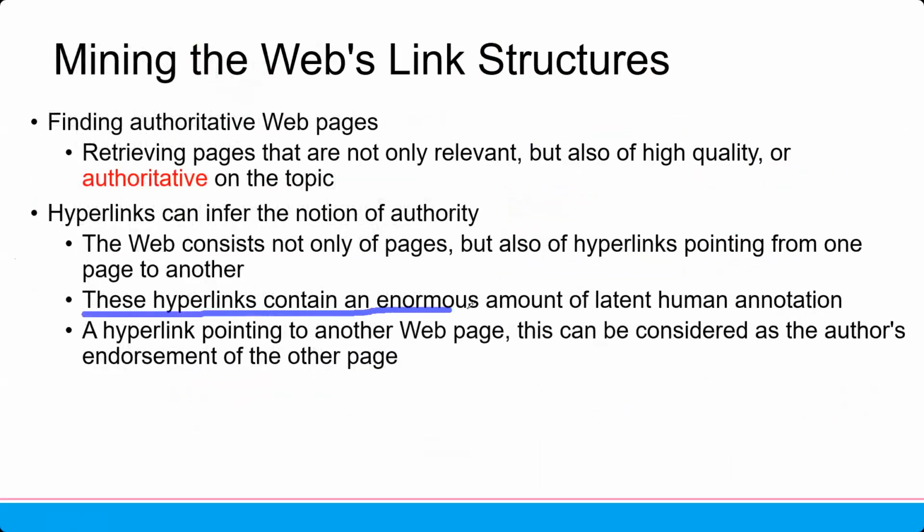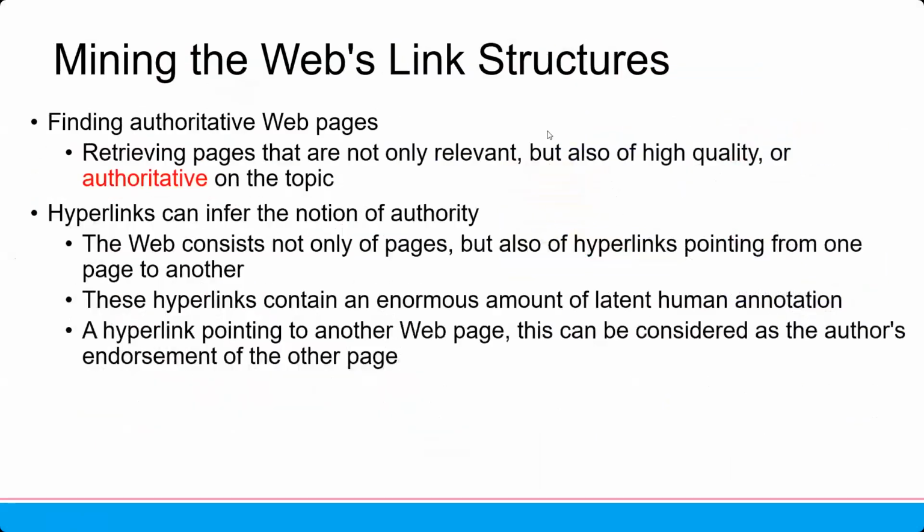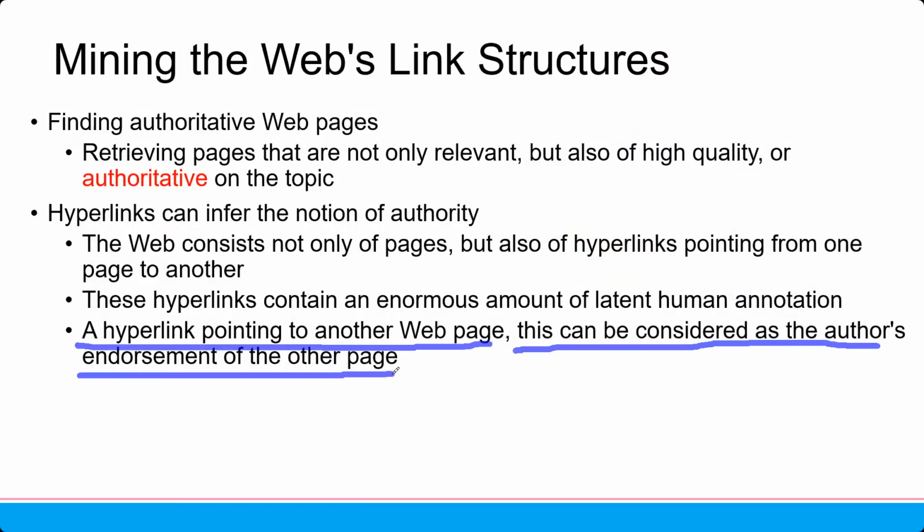These hyperlinks contain an enormous amount of latent human annotation. It means when you click on one website, after you click this one, you will click Ferrari, so there is a kind of sequence. And a hyperlink pointing to another web page can be considered as the author's endorsement of the other page. You know, endorsement.